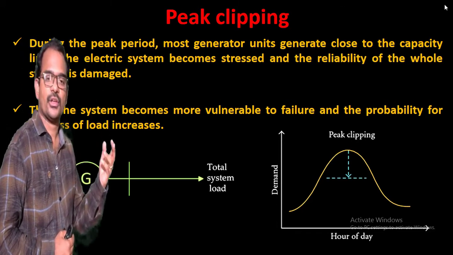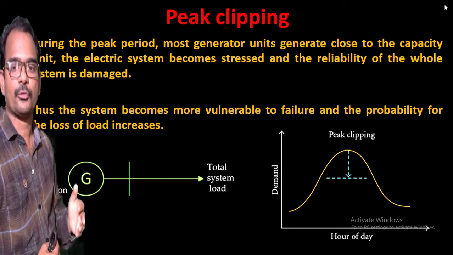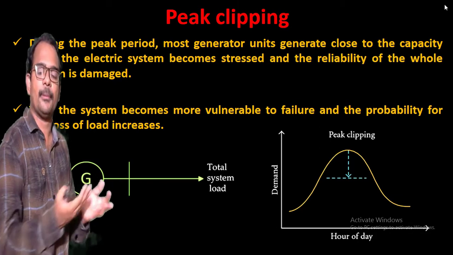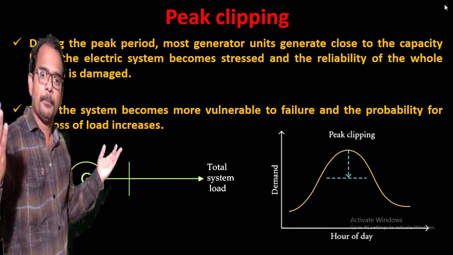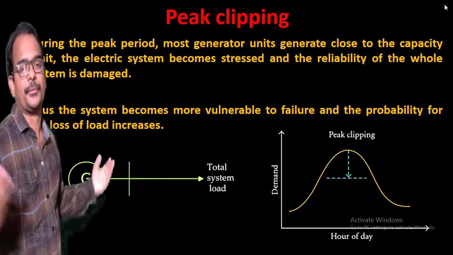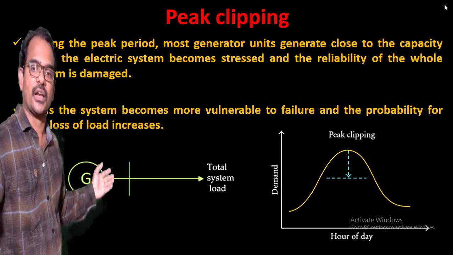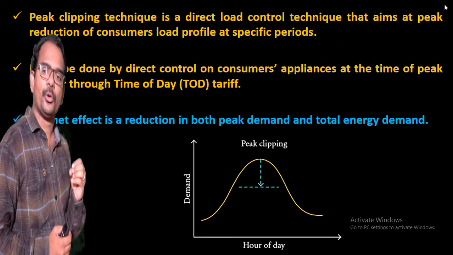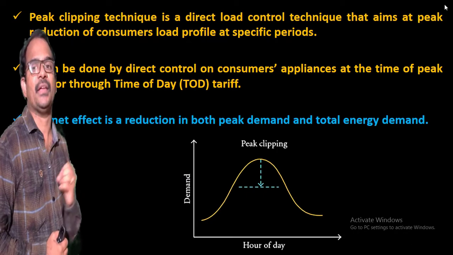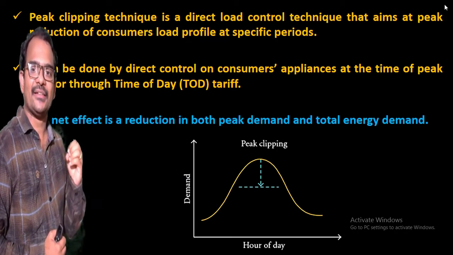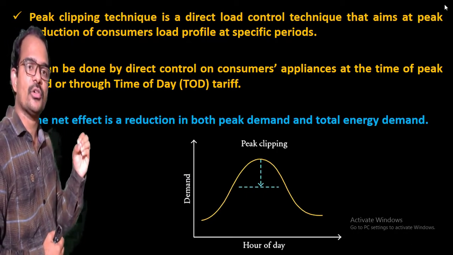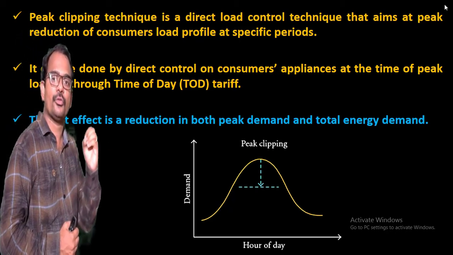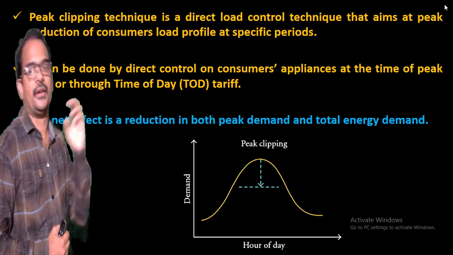So if it continues, if the load is 450 megawatt and your supply is 400 megawatts, after some time your power plants cannot supply this, and because of this there is a complete failure in the system, and there won't be any power available to the complete region, and the complete region will be in darkness because of the failure of the grid. Now we have to employ a method called peak clipping. So this peak clipping demand side management technique is a direct load control technique that aims at peak reduction of consumers' load profile at a specific period.